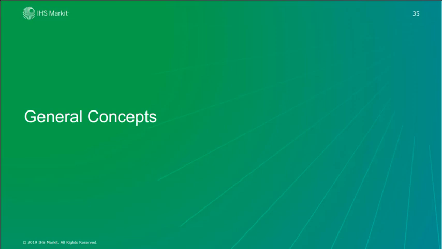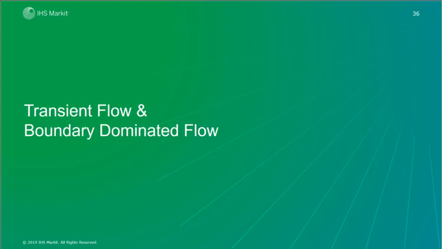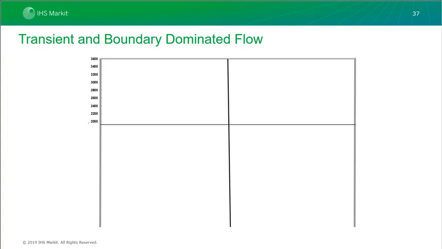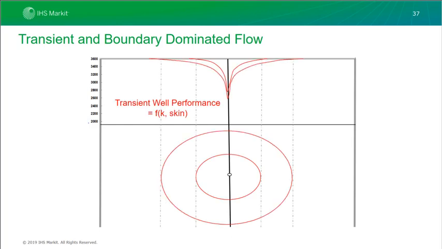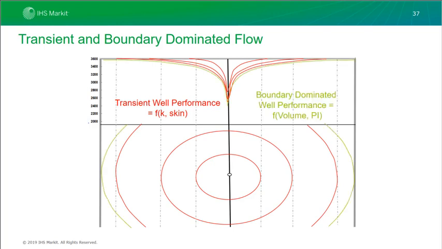So moving on to look at some general concepts, starting off with transient and boundary-dominated flow. So we'll explain this using a simple example. If you imagine throwing a stone into a pond, this will create ripples in the water, and the ripples would eventually reach the boundary of the pond at different pulses, and they will start off small and get larger and larger until they reach that boundary. Similarly, in a reservoir, you have the boundaries of the reservoir. And the red circles here represent the pressure transient pulses moving out into the reservoir, with the green circles representing the pulses reaching the boundaries of the reservoir, and therefore boundary-dominated flow.